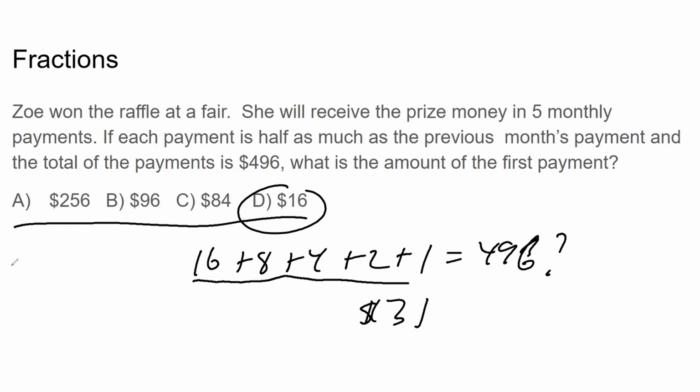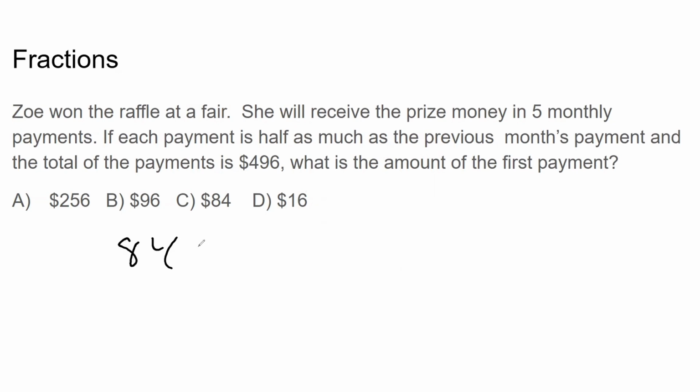Could it be 84? Yeah, let's try 84. All right, then you do half of 84, then half of 42, then 10.5. But you can tell it's going to give you some decimals here. It's just not going to work. So I think you can kind of start concluding it's got to be a big number.